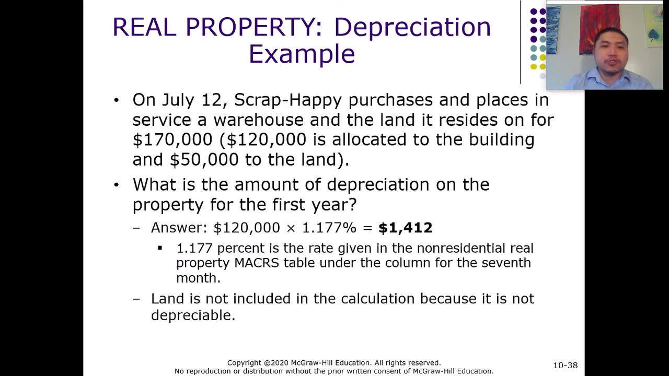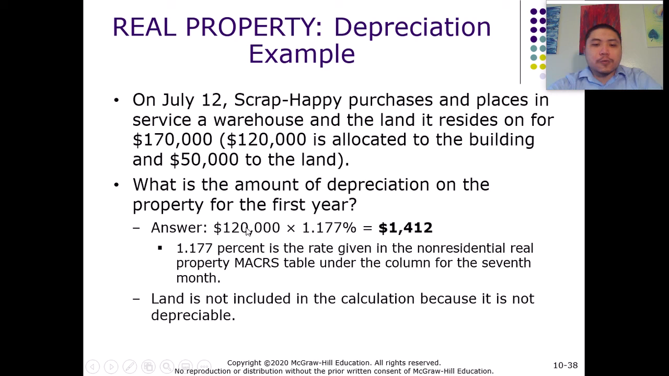On July 12th, this company purchased and placed in service a warehouse and the land it resides on for $170,000. $120,000 is allocated to the building and $50,000 to the land. What is the amount of depreciation on the property for the first year? In this example, we only calculate depreciation expense for the building, whose basis is $120,000. We ignore the $50,000 because land doesn't depreciate. Only the building depreciates.